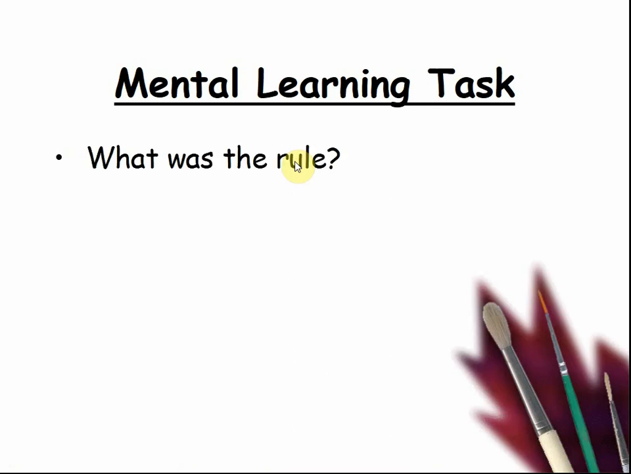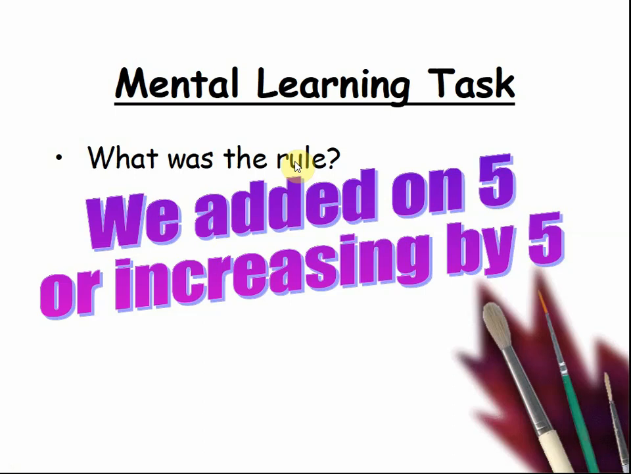What was the rule? The answer is we increase the number every time by 5. We added on 5, or it is increasing by 5.